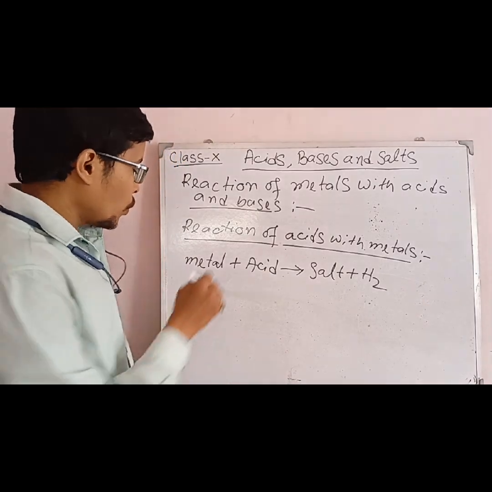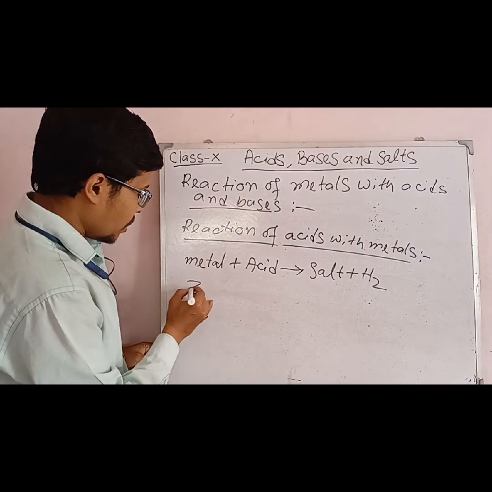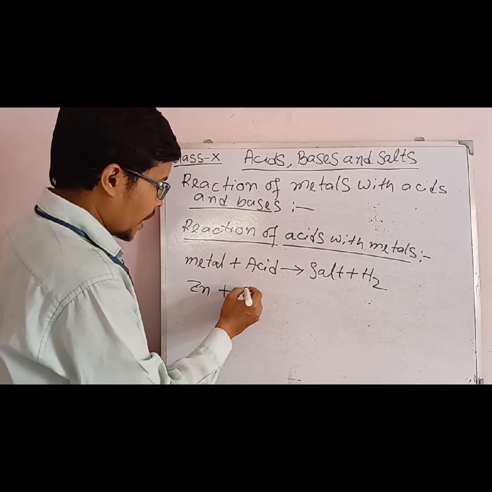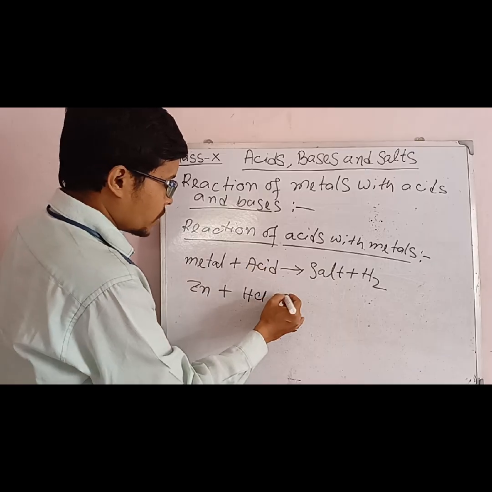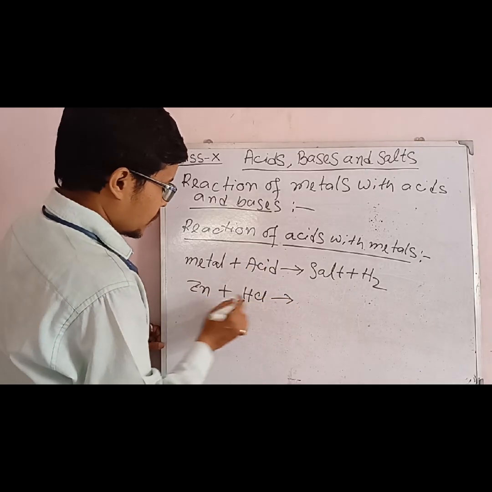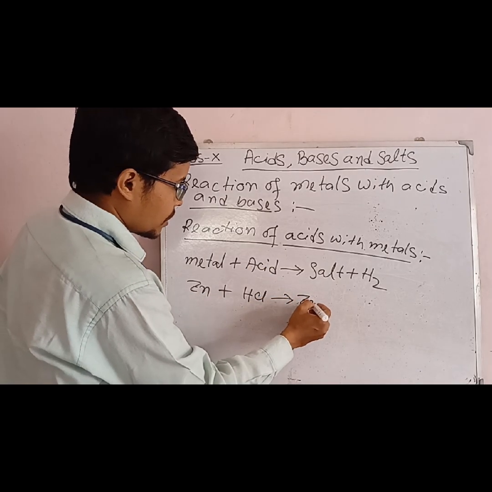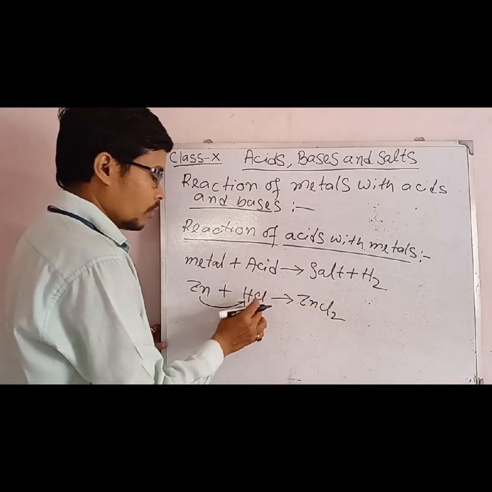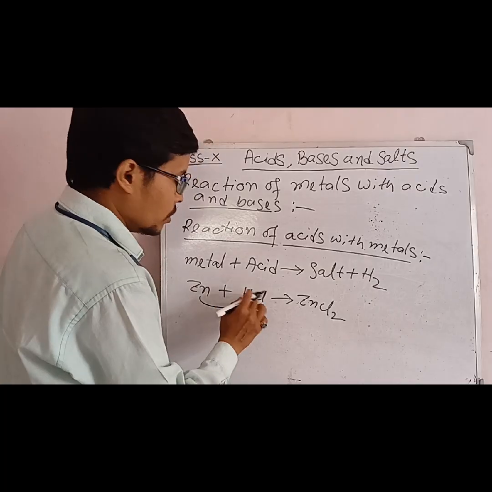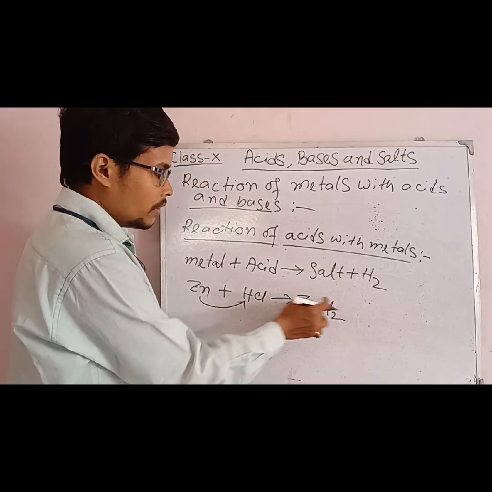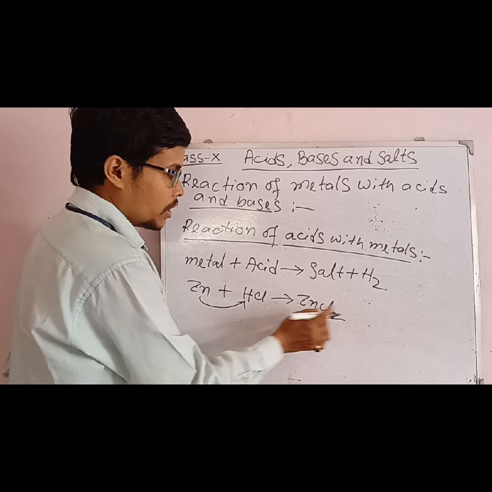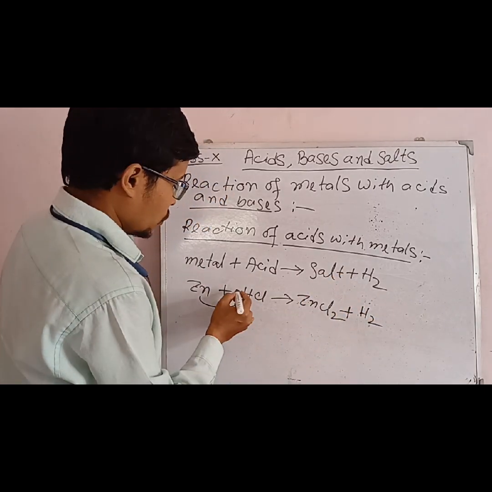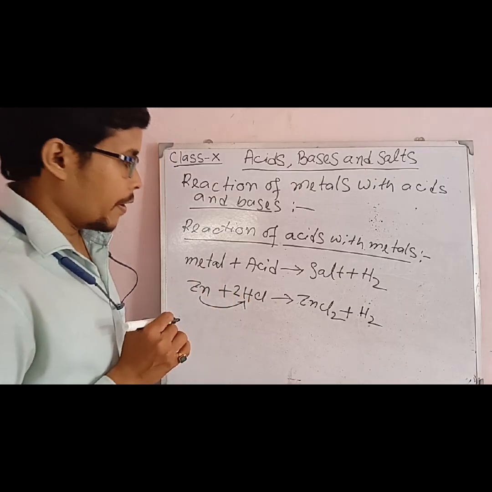If we go to the example, if we take zinc as a metal, and any acid like hydrochloric acid or sulfuric acid, then the salt is ZnCl2. Here the zinc will displace the hydrogen from the HCl, and the zinc will combine with the chloride ion, then zinc chloride, which is a salt, is produced, and hydrogen gas will be produced here. If we balance it, then 2 will be there.